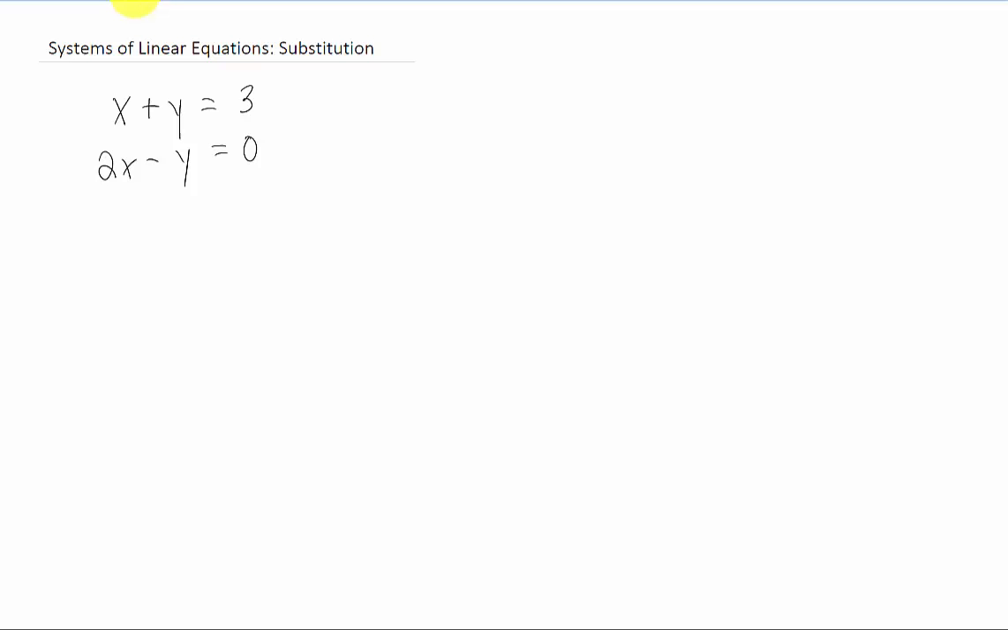Now we're going to solve this same system of linear equations using the substitution method. The substitution method says that you pick either equation you want and you solve that equation for one variable. Whichever variable you choose, but I'll choose y. I've solved for y now, and I got that it is negative x plus 3. Now you take that equation and plug it in for that variable that you solved for in the other equation.